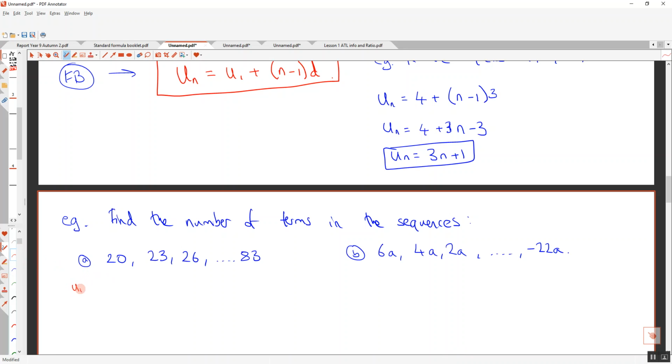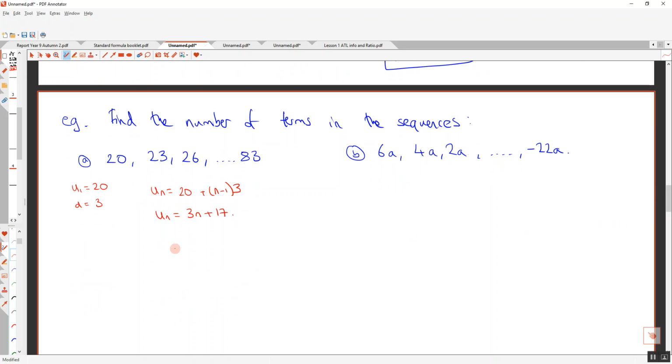So give me the first one. I always start off just by writing u1 is 20. Common difference is 3. So my formula is 20 plus n minus 1 times 3, which is going to be 3n plus 17, correct? And then to work out how many terms there are, what am I going to have to do? Sub in 83 on the left, because this is my nth term effectively. Because I don't know what number of terms it is, sub it in here.